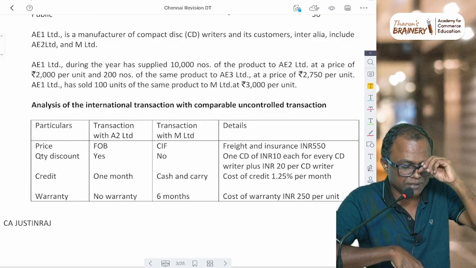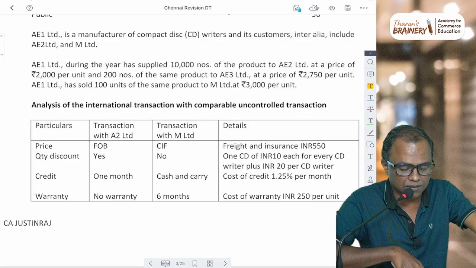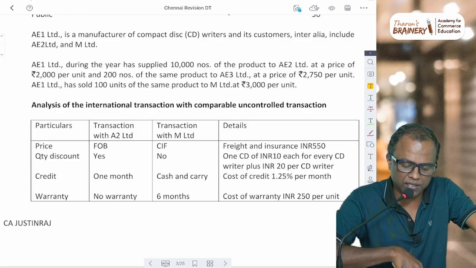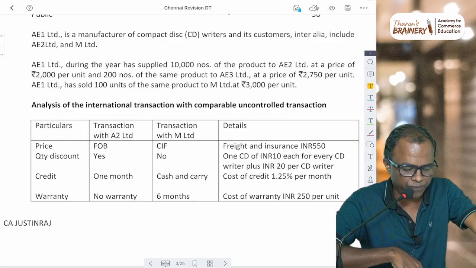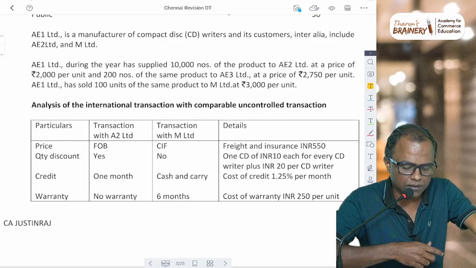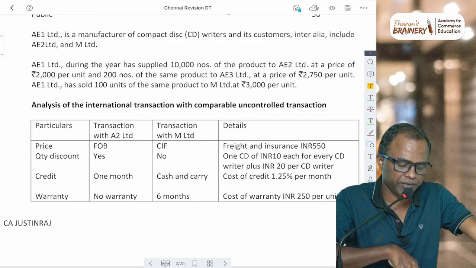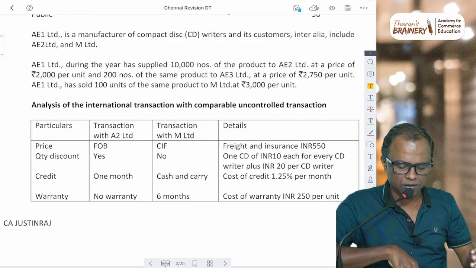Credit. In the transaction with AE2 Limited, we are giving 1 month credit. But in the transaction with M Limited, no credit is given. Cost of credit is 1.25% per month. Per month, 1.25%. So for 1 year, it will be 1.25% into 12. Warranty. No warranty is given with AE2 Limited, but with M Limited, we are giving a warranty of 6 months. Cost of warranty is INR 250 per unit.